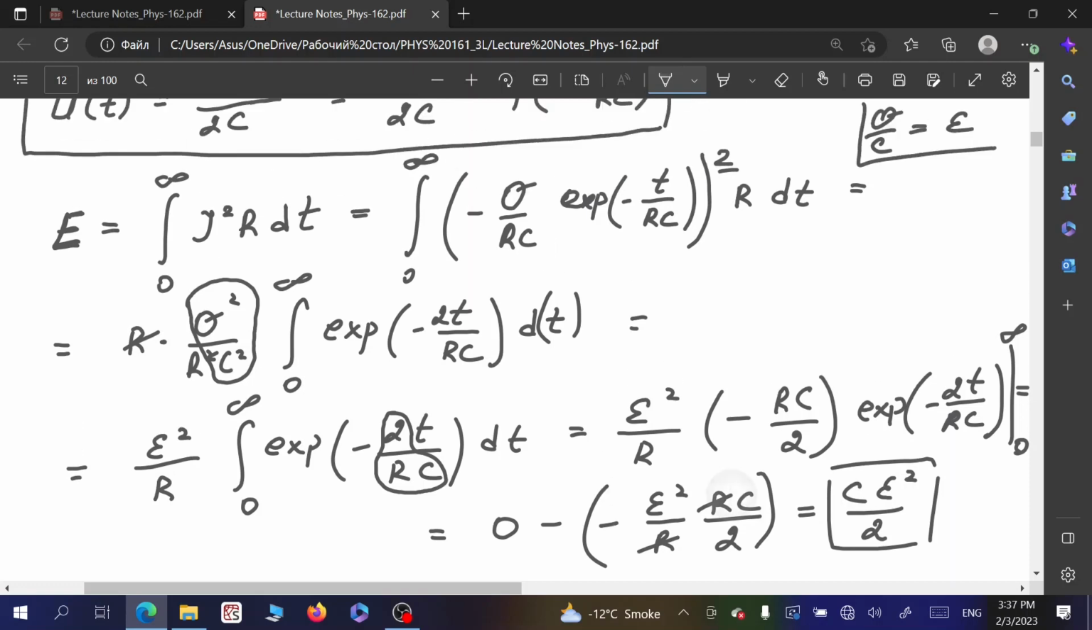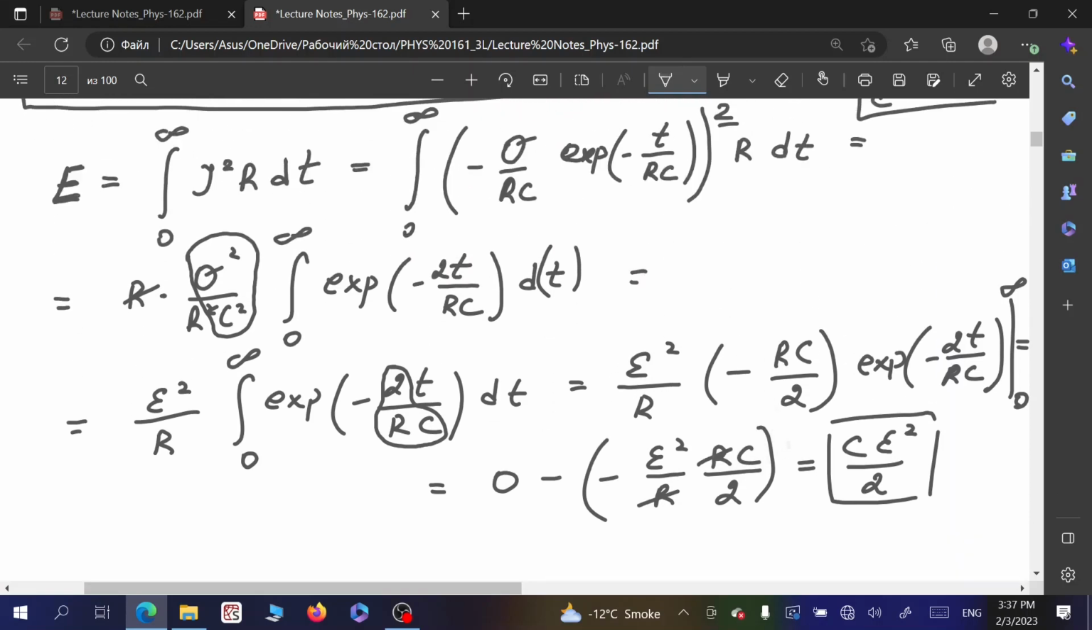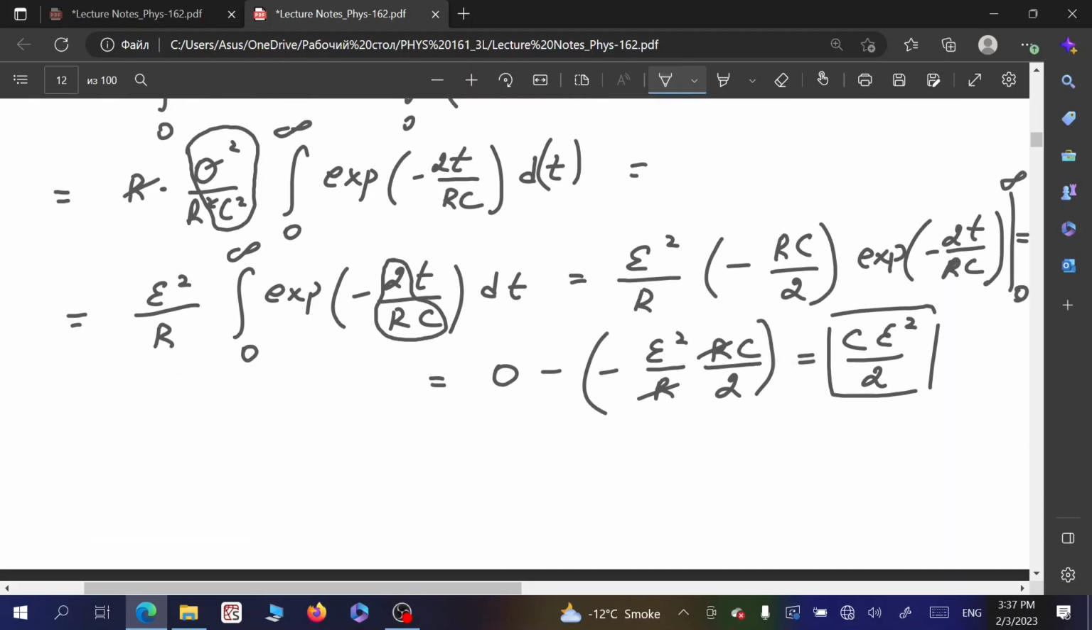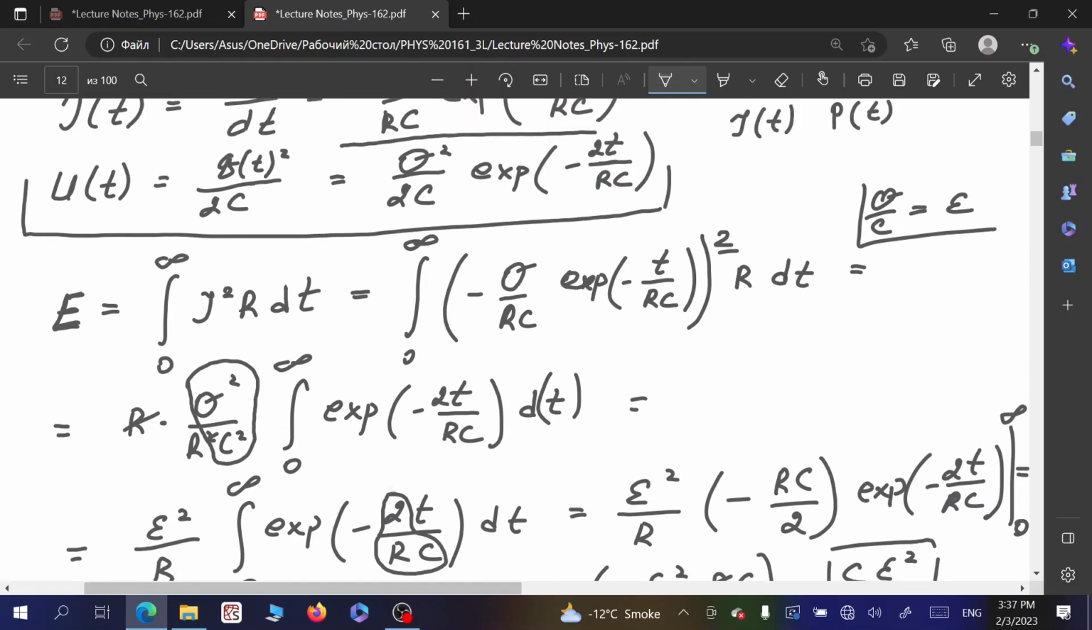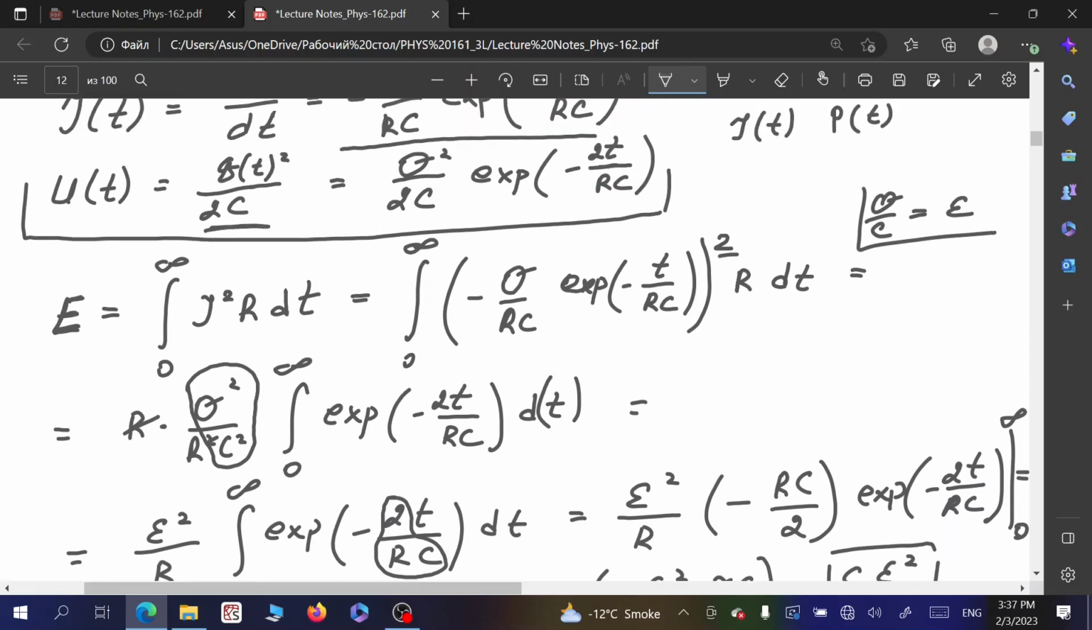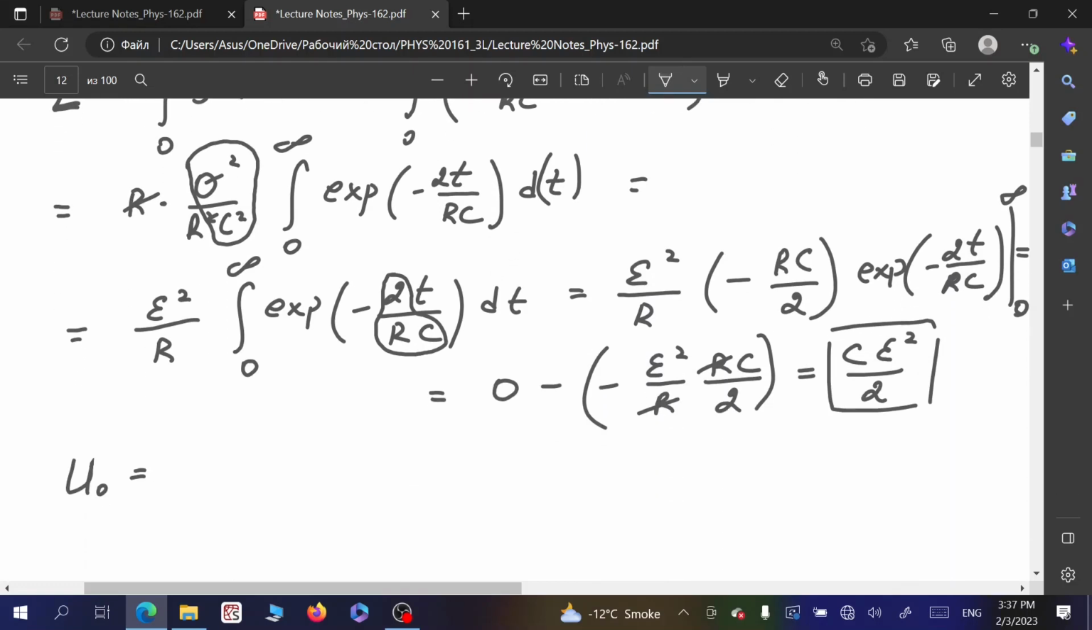So now let us write down the expression for potential energy, so the maximum potential energy which was accumulated in the capacitor. So that is given by this equation, but we need to substitute capital Q, the maximum charge accumulated. So that is Q square over 2C. And here we have the expression for total energy dissipated over a load resistor, and that will be C times epsilon square over 2.